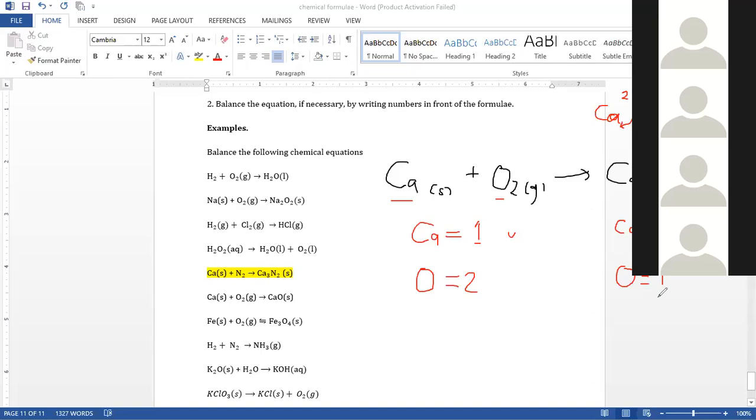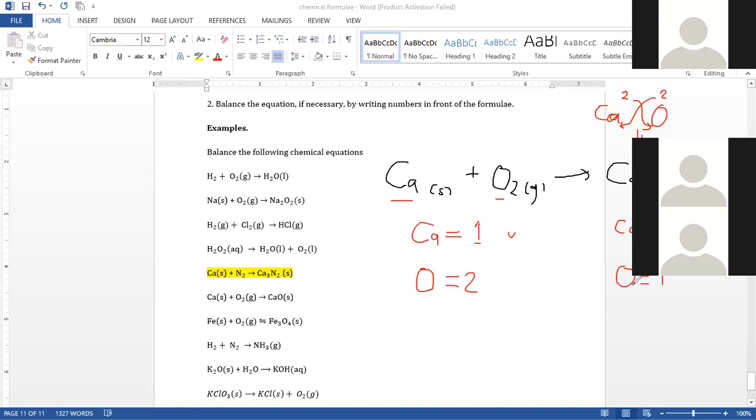For oxygen, we have two atoms on the left hand side and one atom on the right hand side. What do you think we can do to work on oxygen atoms? I see. Amelia, what do you think we can do now? We put 2 before calcium on the product side. We put 2 in front of calcium.